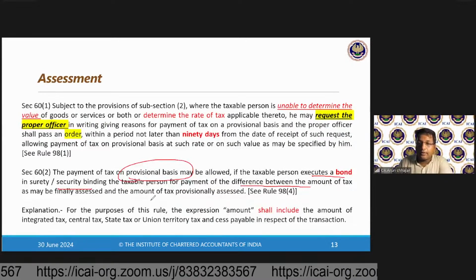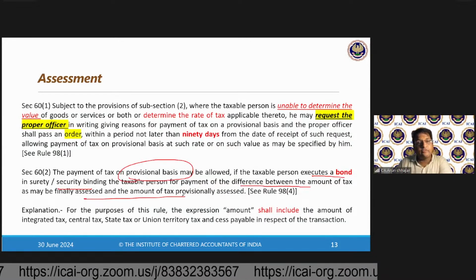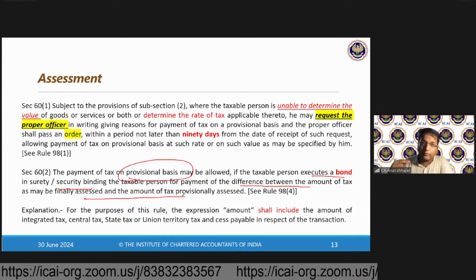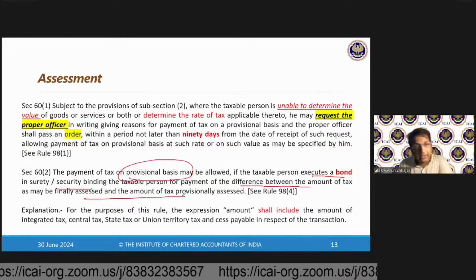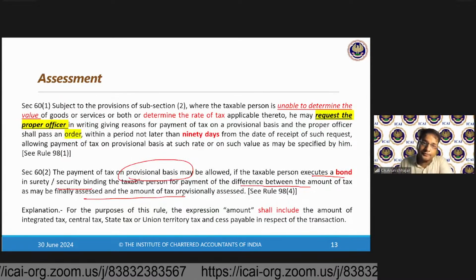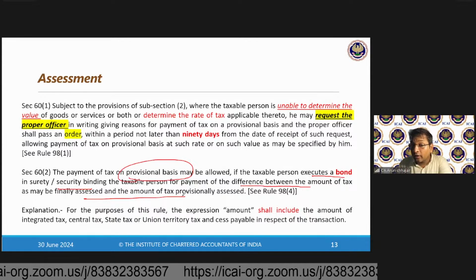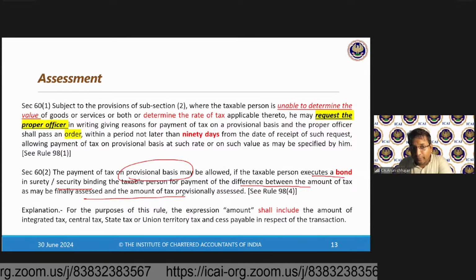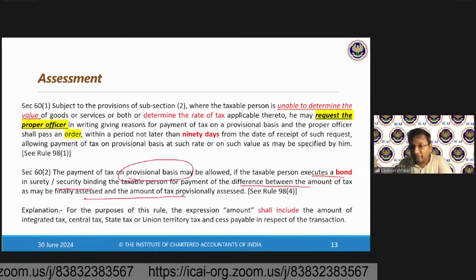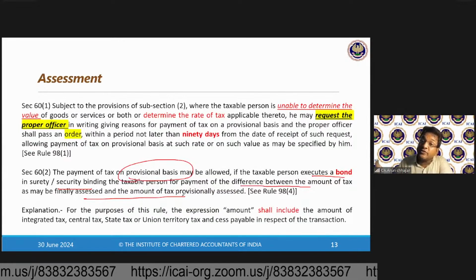Difference between the provisional tax and the final tax, whatever the difference is there, if I am not paying, then government can recover the differential taxes from the bond or security. Please note, the order issued for the provisional assessment, that is not the final order. That is again the provisional order.